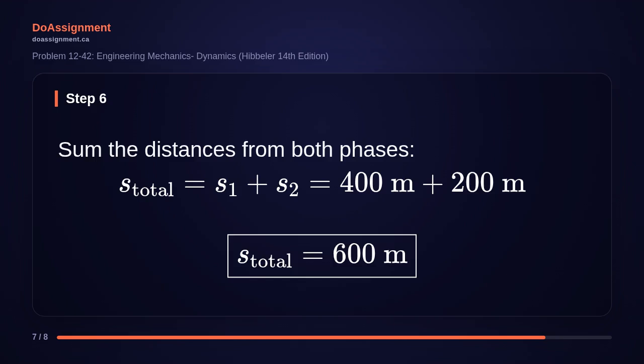Adding the two distances together, 400 meters plus 200 meters gives a total distance of 600 meters. That is the total distance the car travels before it comes to a stop at t equals 80 seconds.